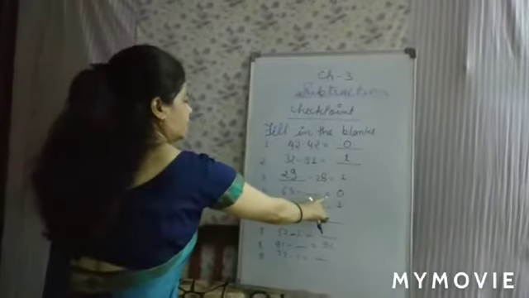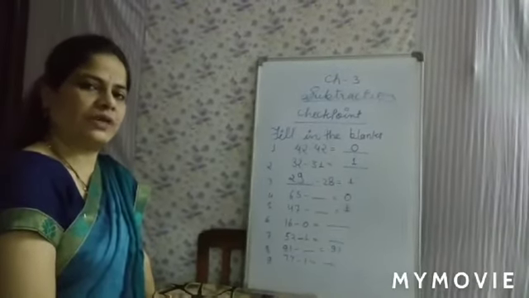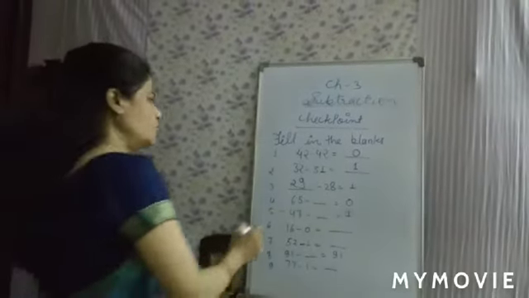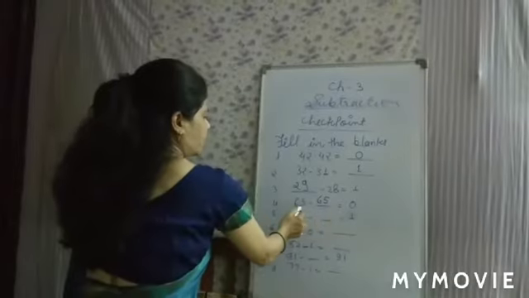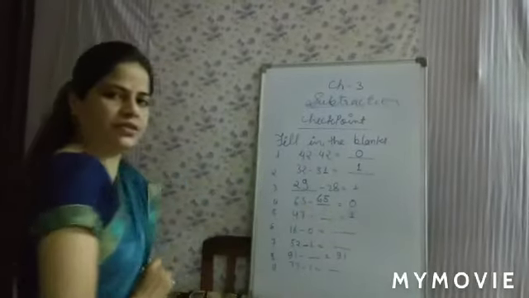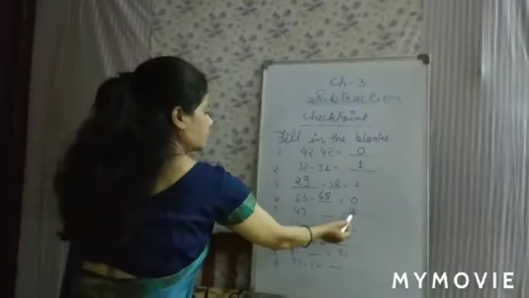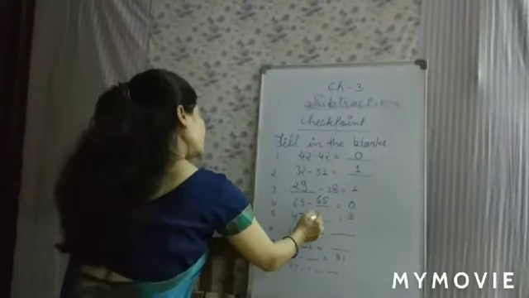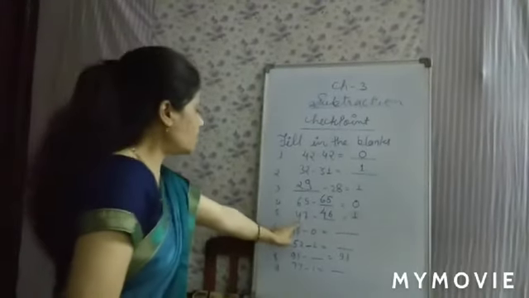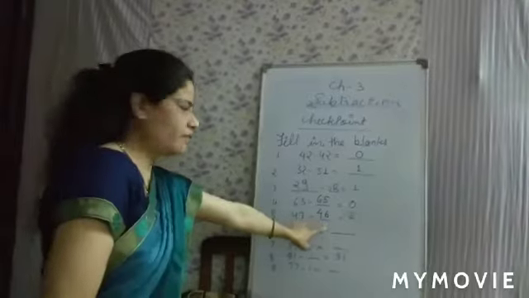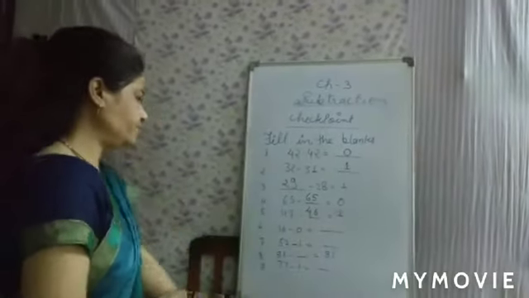65 minus dash equals 0. So when we subtract a number from itself, we will get 0. So you have to write here 65, because when we subtract 65 from 65, we will get 0. Next is 47 minus dash equals 1. So what number do you have to write here? 46. The previous number of 47 is 46. When 46 is subtracted from 47, you will get 1.